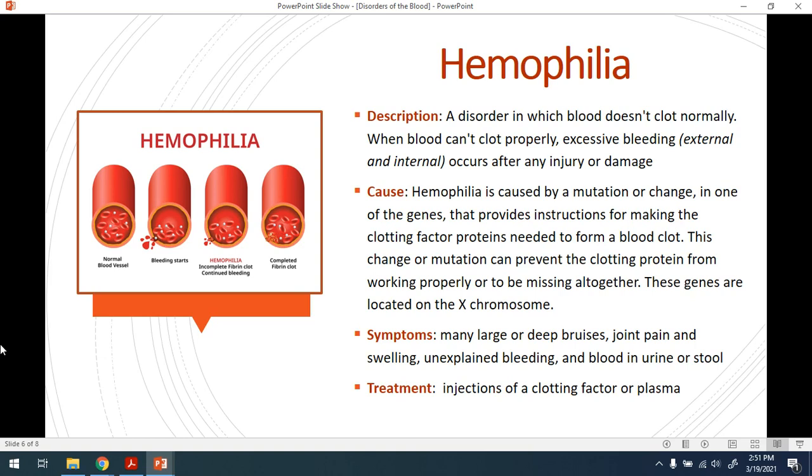Many large or deep bruises, joint pain and swelling, sometimes unexplained bleeding, and blood in the urine or stool are all common symptoms of hemophilia. Treatment may include injections of a clotting factor or plasma.